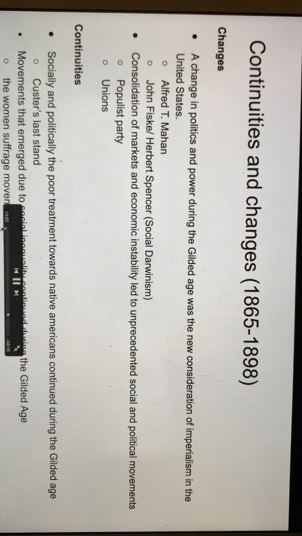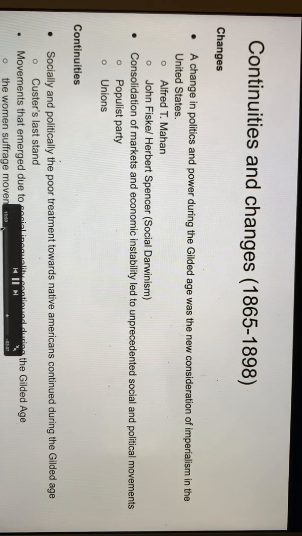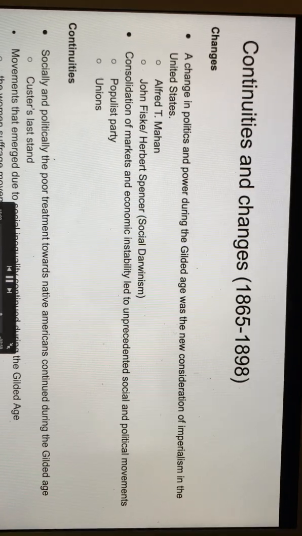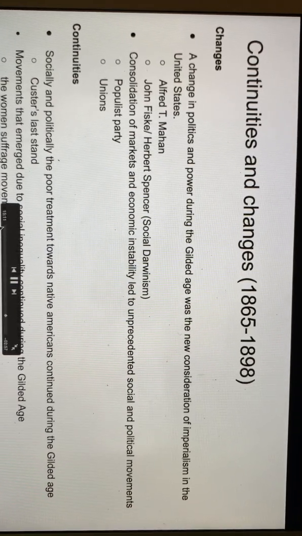The movements that emerged due to social inequality continued during the Gilded Age. We mentioned this as a change, but also this could be a continuity because of movements such as the women's suffrage movement, which thought that the 15th Amendment, which gave voting rights to African Americans, was not good enough because women were not included in it.